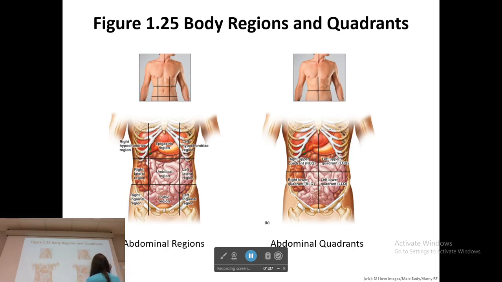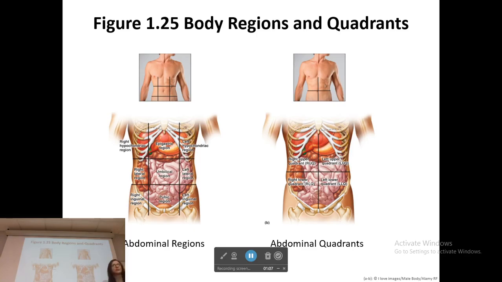And then this is my right, but this is this person's left. Okay, so you've got to remember that when you're writing down your answers. So we've got right upper quadrant, also abbreviated RUQ. Okay, then we've got right lower, left upper, and left lower.